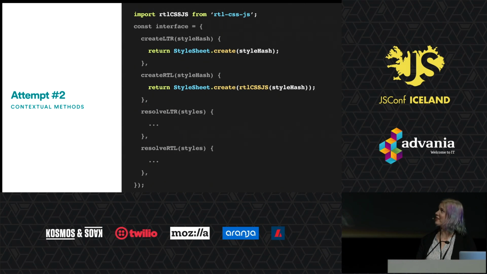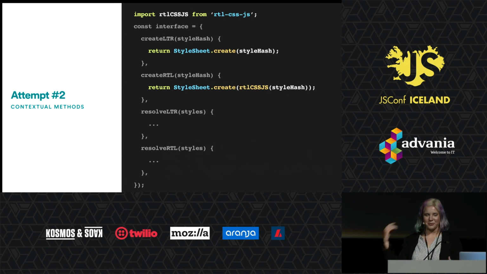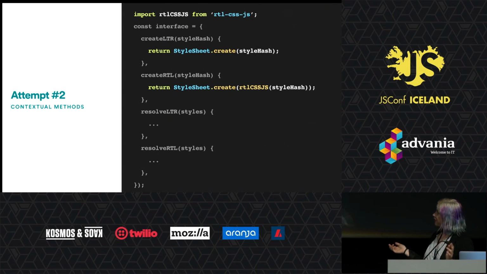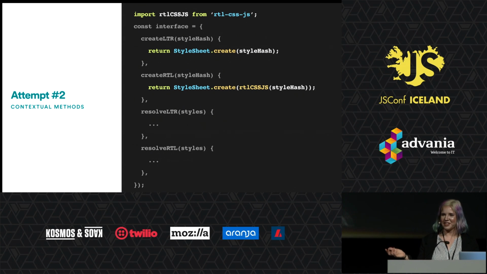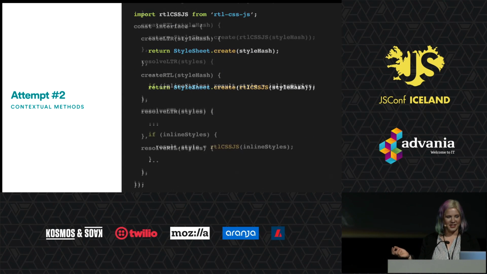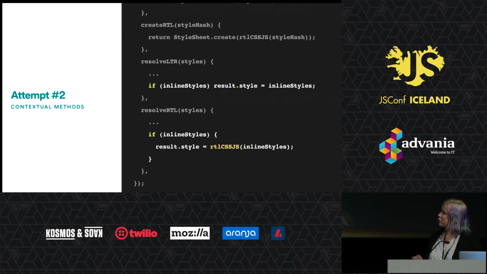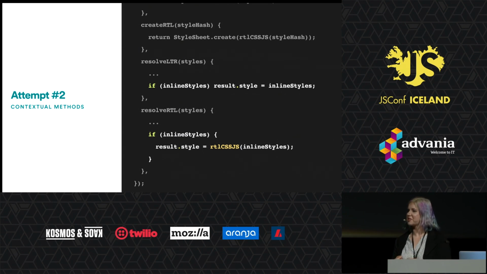For create, this is super easy. In a default context, we just call stylesheet.create as normal. In the RTL context, we simply flip all the styles with a package and pass that into stylesheet.create instead. Inline styles is a similarly simple solution. We would just flip the styles. So now there's no specificity issues, there's no challenges between the two.